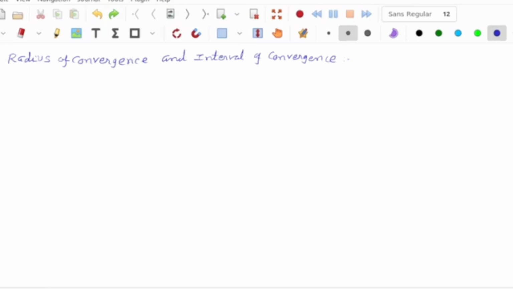Radius of convergence and interval of convergence. So before starting the radius of convergence and interval of convergence, let us discuss what is geometric series.